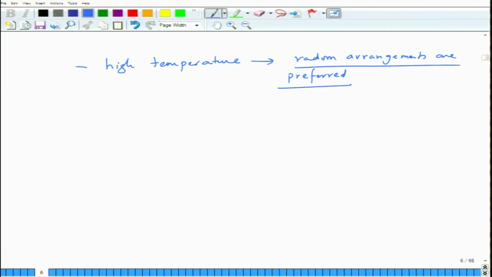Okay, typically, lowering of temperature leads to ordering, which is mainly determined by lowering of enthalpy. Enthalpy is lowered, as a result your ordering takes place. We can also say that ordering is also a function of concentration.